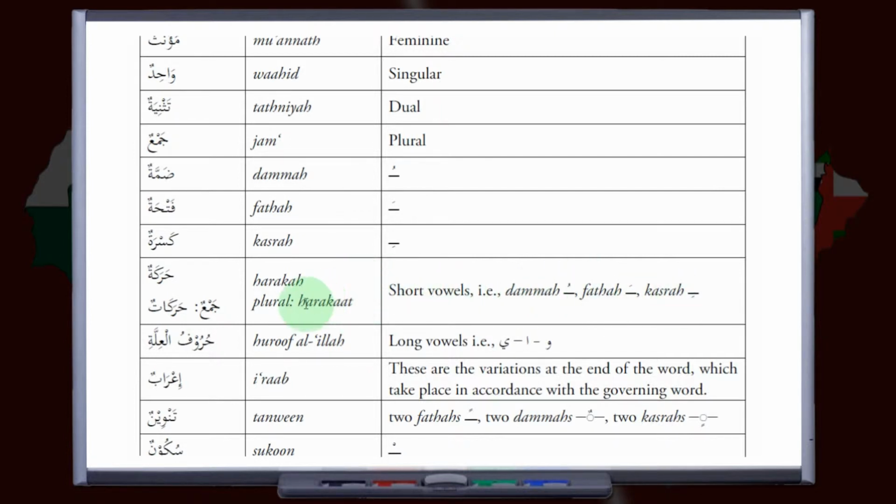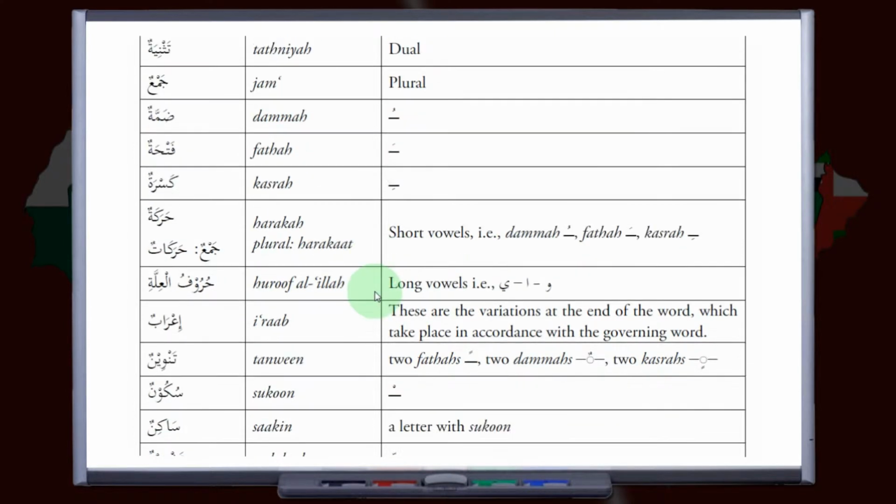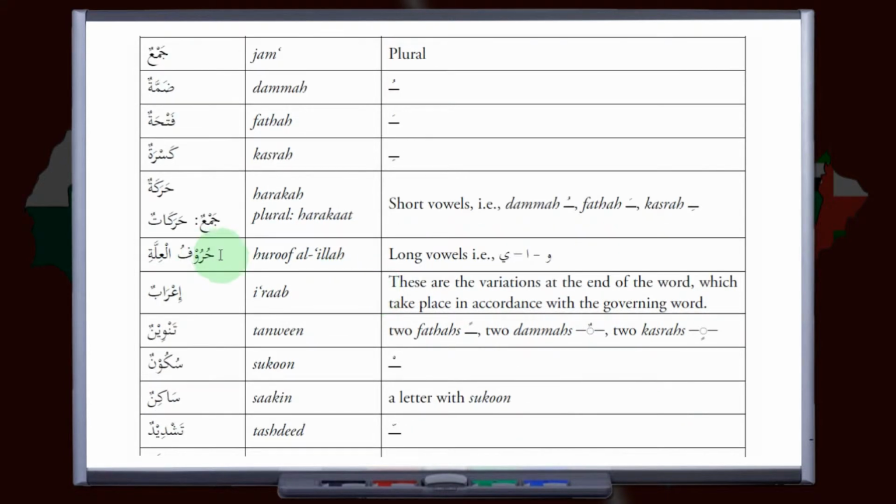You'll notice that harakat means movements, and haraka is a movement, so these short vowels are movements from the letters. At least that's the way I like to think of it. It reminds me of what the harakat actually means. Then we have huruf al-illa, which are the long vowels, waw, the alif, the ya.